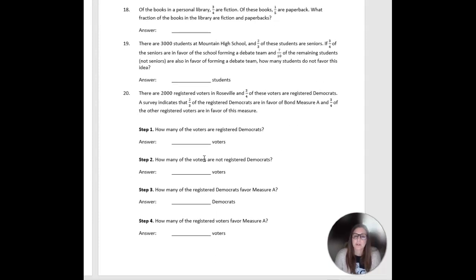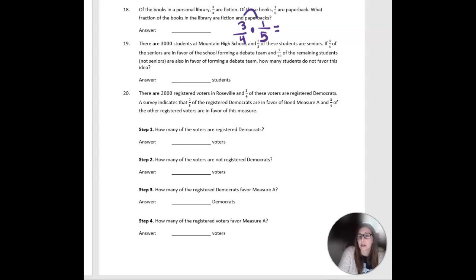Of the books in a personal library, this is number 18. Of the books in a personal library, 3/4 are fiction. Of these books, 1/5 are paperback. What fraction of the books of the library are fiction and paperback? What we want to do here is we want to multiply. So 3/4 times 1/5. 3/4 of the books are fiction, and 1/5 of those are also paperback.